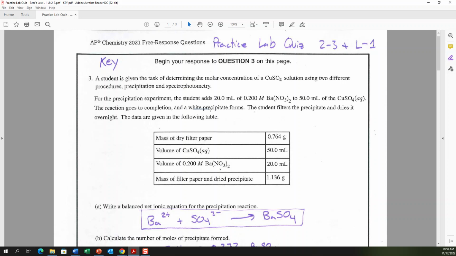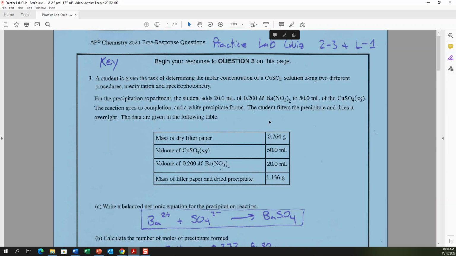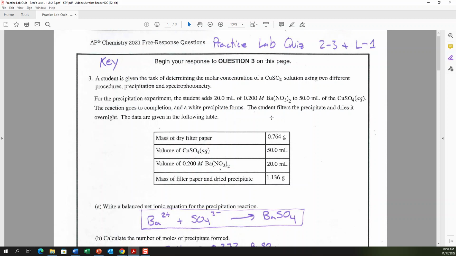So if they said a blue solid formed here, I guess they would be telling you that copper nitrate precipitated out. And the fact that they told you that it's a white solid, I guess they want you to know that copper nitrate makes blue crystals, then if it's not a blue precipitate, then it must be barium sulfate that's the precipitate.